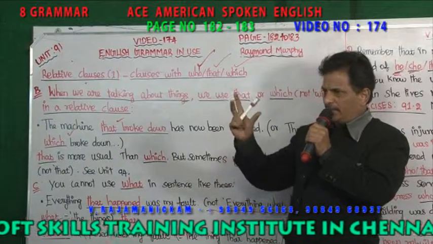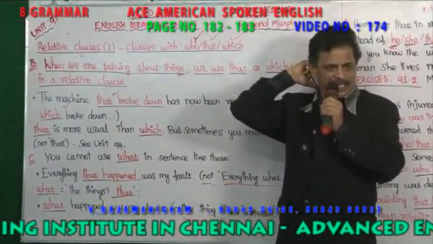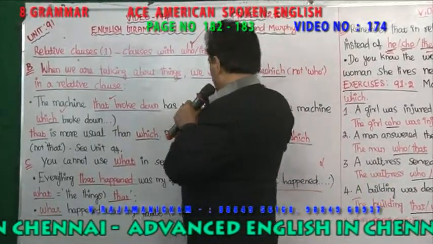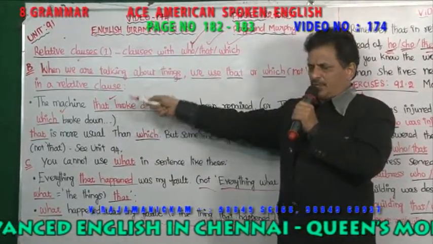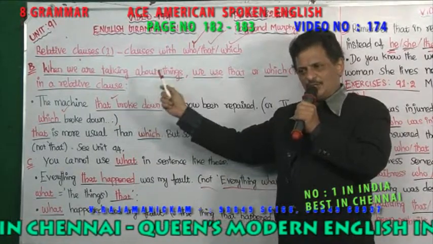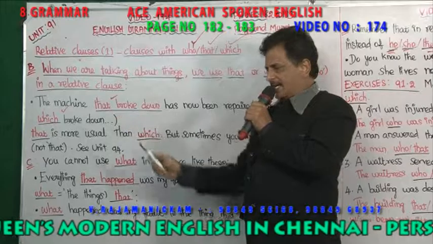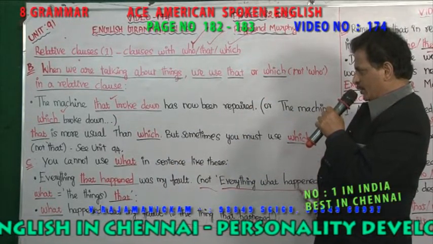ஆக பெயர்ச்சொல்லை பற்றி விவரிக்கிற பொழுது பலது இருக்கிறது. அதில் ஒன்றை குறிப்பிட்டு விவரிக்கிற பொழுது who, that, which பயன்படுத்துகிறாய். The machine which broke down, that broke down என்று சொல்லலாம். which எதுவோ அது. that, which ரெண்டும் பயன்படுத்தலாம். That is more usual than which; that அதிகமாக பயன்படுத்துகிறோம். But sometimes you must use which. சில நேரங்களில் which யூஸ் பண்ணுகிறாய்.